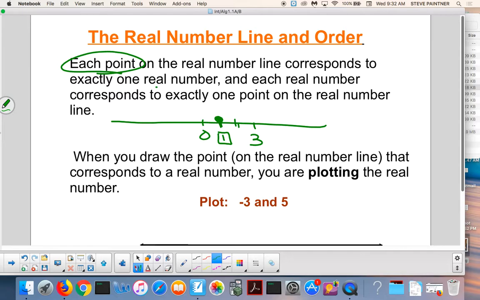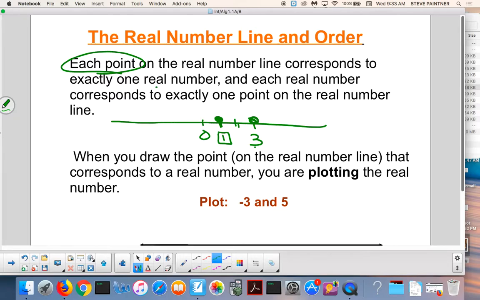So if I said plot the number 3, how do you plot 3? You look for 3 and you do what? You put a point. There. That's all that said. Each number gets a point. Each point gets a number. That's really all they said.